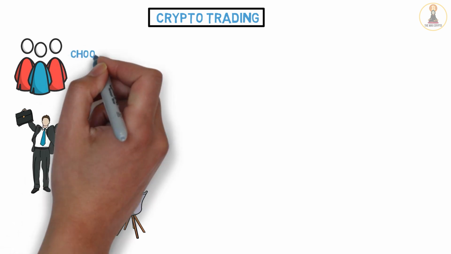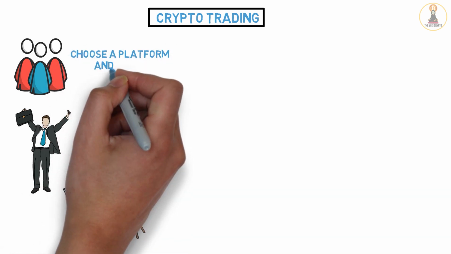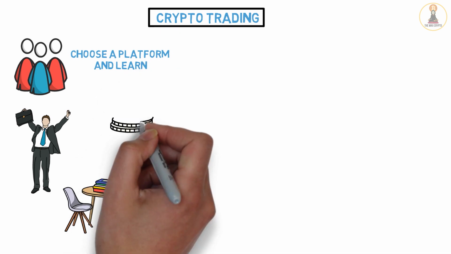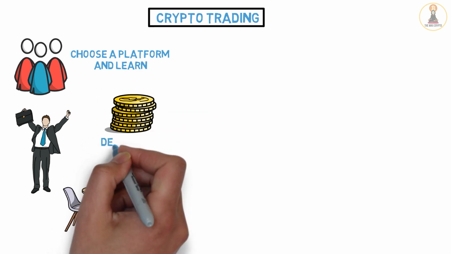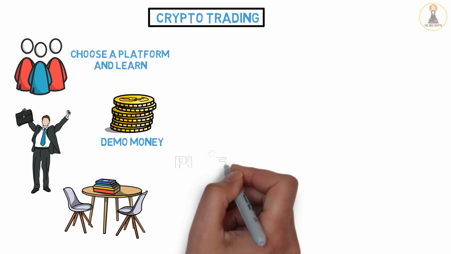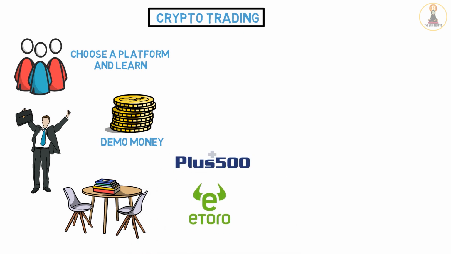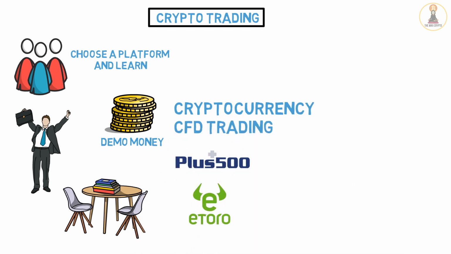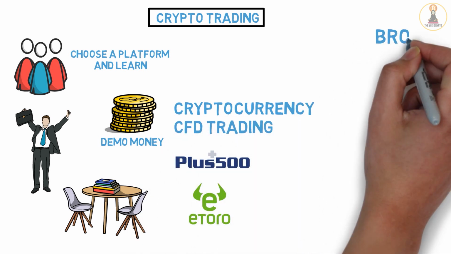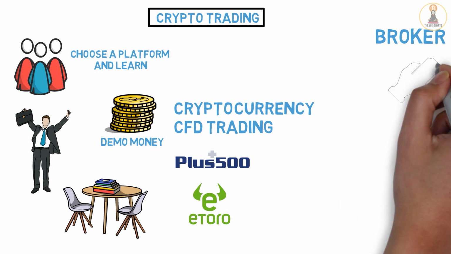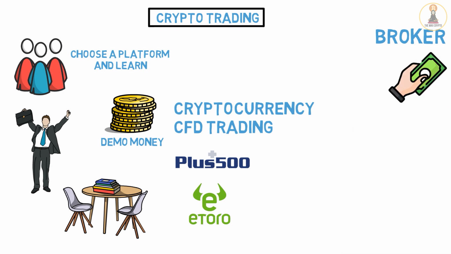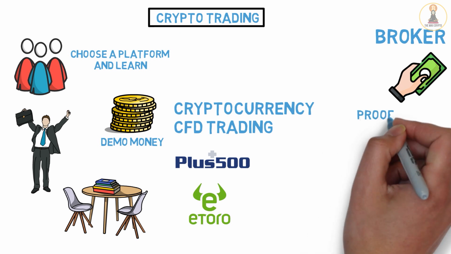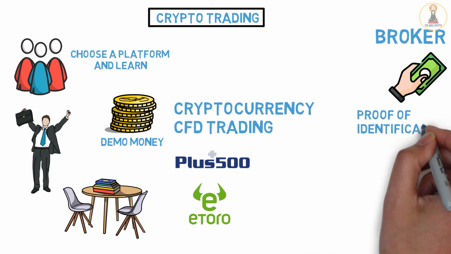Step 2. Choose a platform and learn what features distinguish crypto trading platforms. Step 3. Practice with play money or demo money. Examples are brokers like Plus 500 and eToro that offer a demo account where you can practice cryptocurrency CFD trading. Step 4. Verify your account with a broker whose fees you can afford and supports the crypto products you want in your country. In this case, you can be asked to present your proof of identification and proof of address.